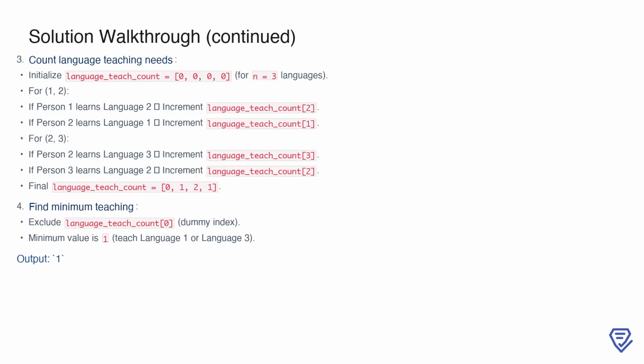After processing all pairs, the count array becomes [0, 1, 2, 1]. Finally, we exclude the dummy index and find the minimum value in the array. The smallest value is 1, meaning we can achieve communication by teaching either language 1 or language 3 to one person. The output is 1.